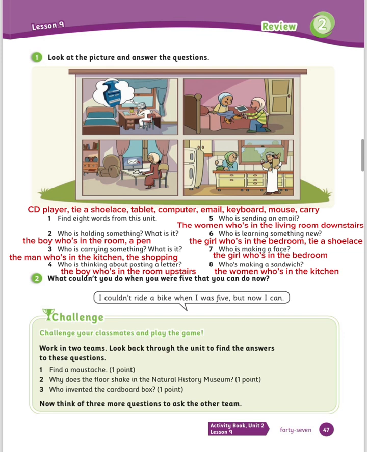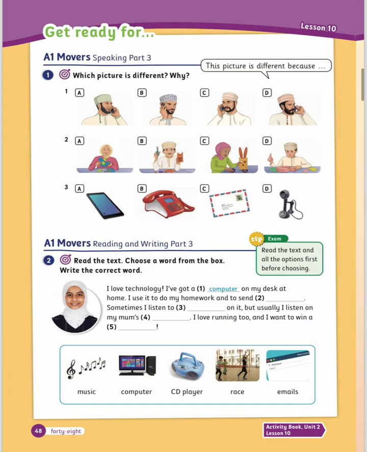Now think of 3 more questions to ask the other team. Let's see the answers. Number 1. Dad, then and now. Lesson 1. Number 2. To make it feel like an earthquake. Lesson 5. Number 3. Robert Gere. Lesson 7. Lesson 10.